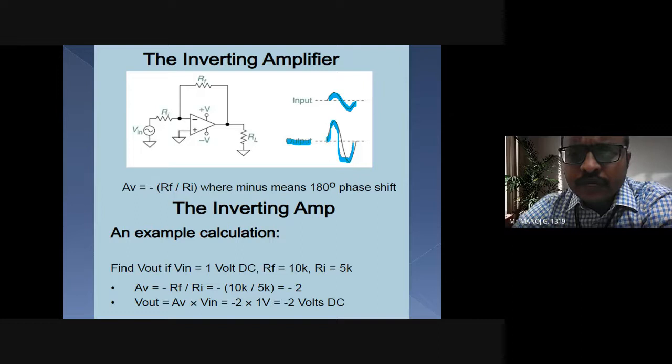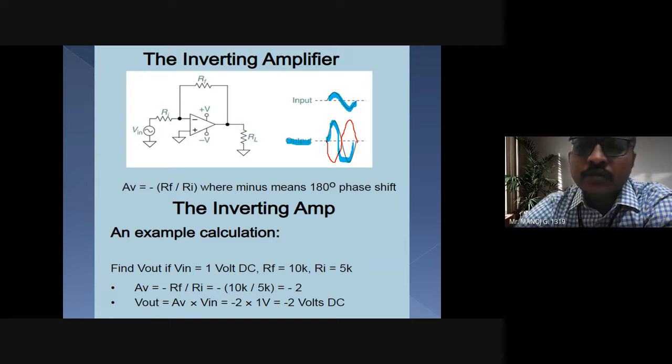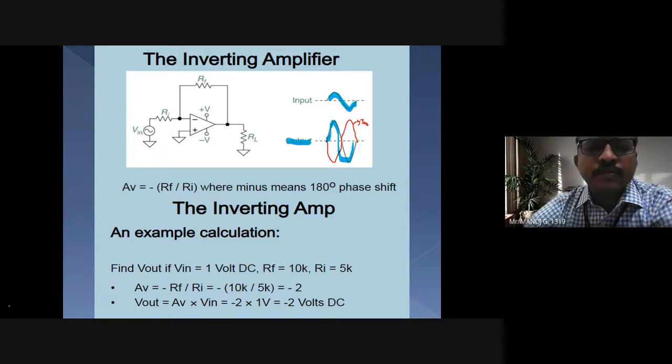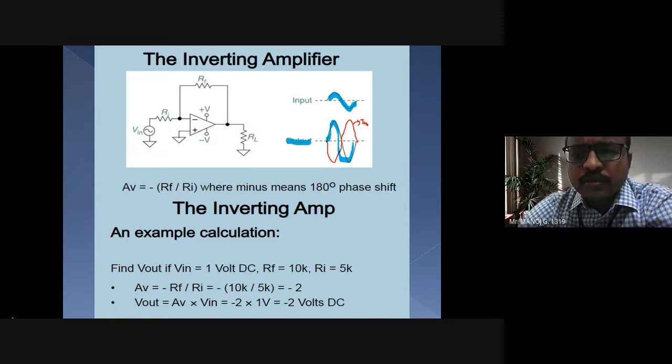If it's an inverting amplifier, then the phase will be shifting over, and you'll have an increase in the amplitude. So the red one is for the inverting and the blue one is for the non-inverting amplifier output. That's how the change in the signal is there. That will be a 180-degree phase shift. Is that clear? So that's how the op-amp is designed.